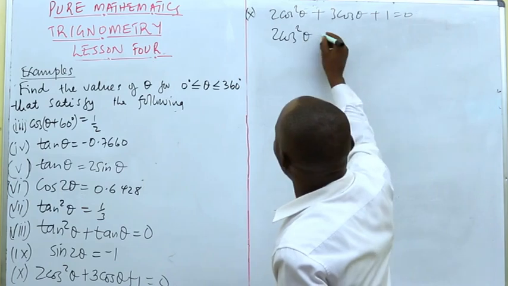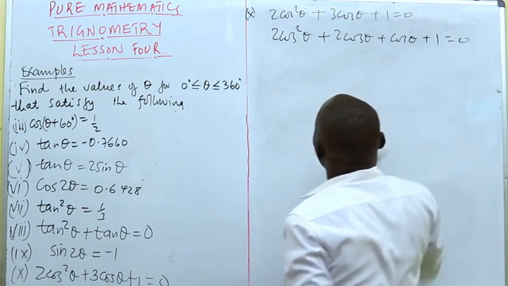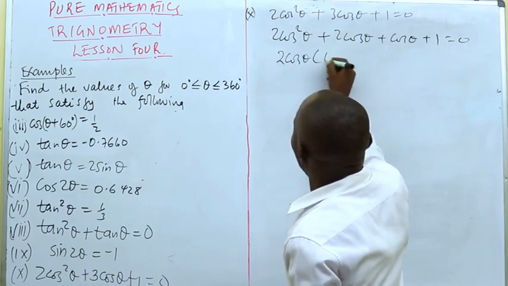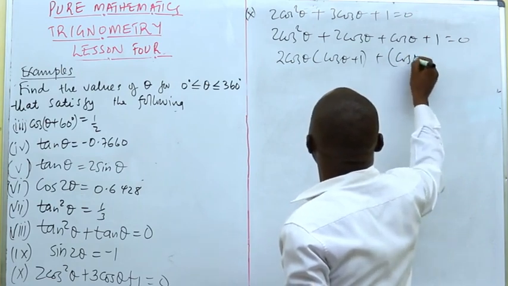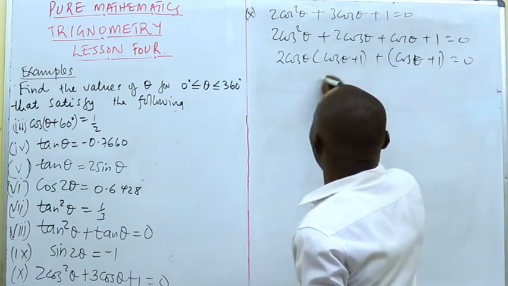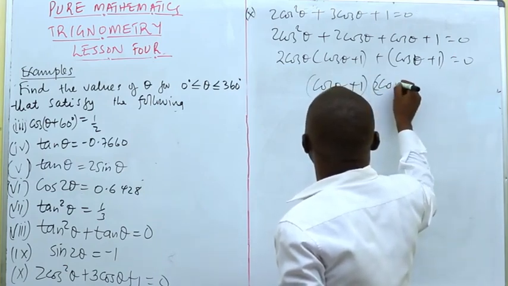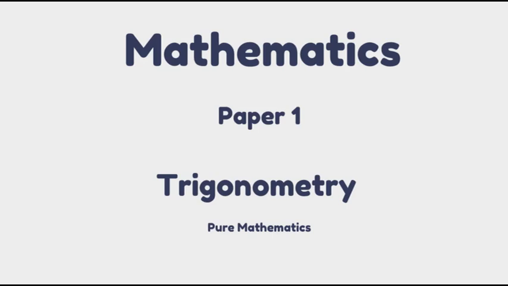So you have 2 cos squared theta plus 2 cos theta, those are factors, plus cos theta plus 1 is equal to 0. So you have 2 cos theta into cos theta plus 1, plus, in the brackets, cos theta plus 1 is equal to 0. We have cos theta plus 1 into 2 cos theta plus 1 is equal to 0. So either cos theta is equal to negative 1 or 2 cos theta is equal to negative 1. We shall continue from there.